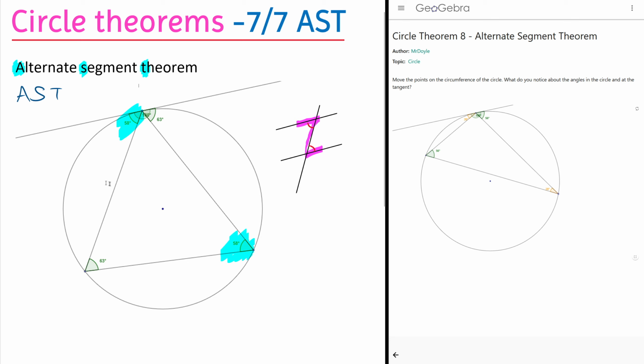That's our situation. Why is it called the alternate segment theorem? Well, we can start splitting the circle into segments, just like we did with same segment angles equal. But to be honest, it's much easier to think of it as, it's not alternate angles. It's the other one. It's the same size as.